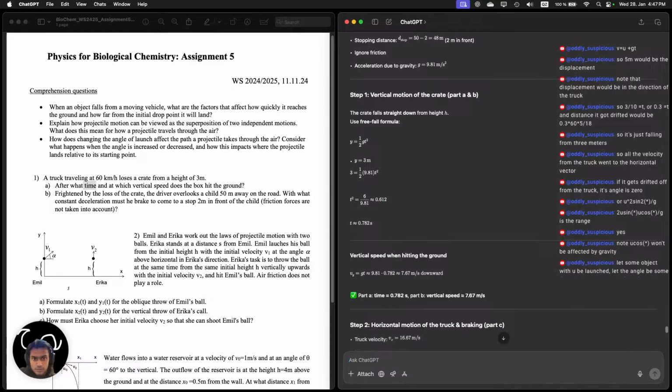Note that the displacement would be in the direction of the truck. I'm still confused on that part. Displacement would be in the direction of the truck. But are we talking about displacement here? Do we need to know? Okay.